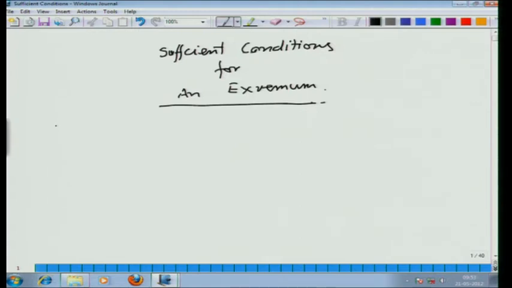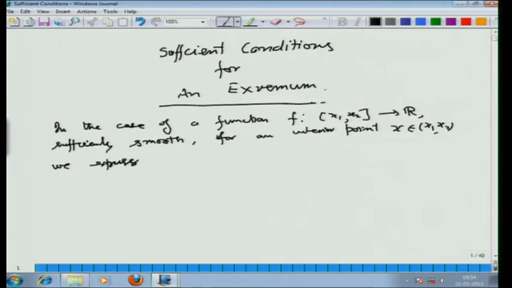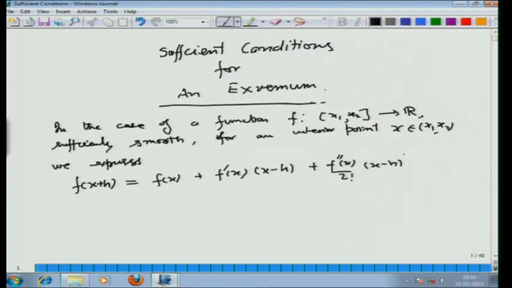So here, in the case of a function f from [x1, x2] into R and sufficiently smooth, we see that at any interior point x in (x1, x2), we express f of x plus h by Taylor series as f of x plus f prime at x times (x minus h) plus f double prime at x upon factorial 2 times (x minus h) square, and so on.